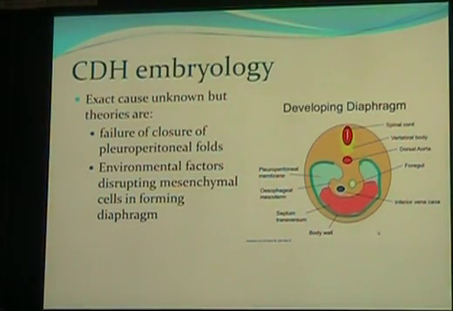And so if there's any condition that leads to interference with the development of this membrane, you can get a diaphragmatic hernia. The other possibility is that there are environmental factors which may disrupt mesenchymal cells in forming the diaphragm. The reason that this theory is present is because there are known medications or chemicals which can interfere with diaphragmatic development. So it's postulated that some mothers may be exposed to something in utero, it may get into their system and interfere with diaphragmatic development.